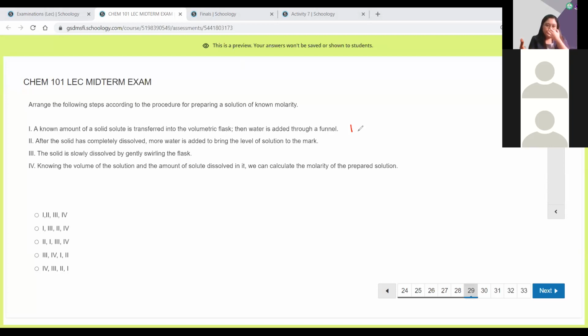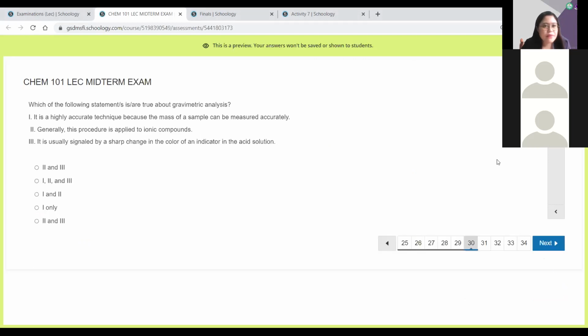And then after, of course, you dissolve it with water. So this is number 2. And number 3, after the solid has been dissolved, you complete the volume. So you have to add more water until the mark of the flask. And of course, this will be number 4. Knowing the volume of the solution and the amount of solute dissolved in it, we can now calculate the molarity of the prepared solution. So this is 1, 3, 2, 4. So this is letter B. First is 1, and then 3, 2, and 4.